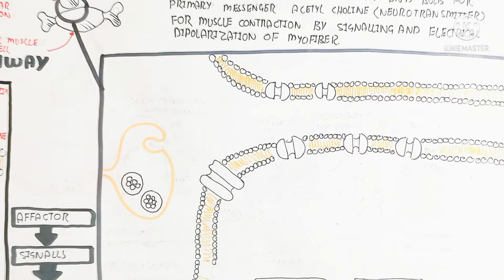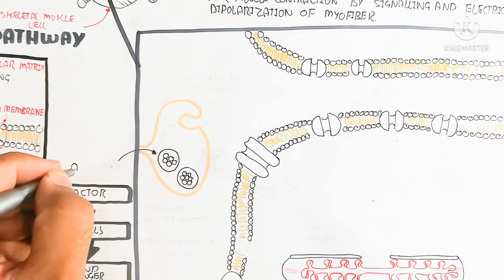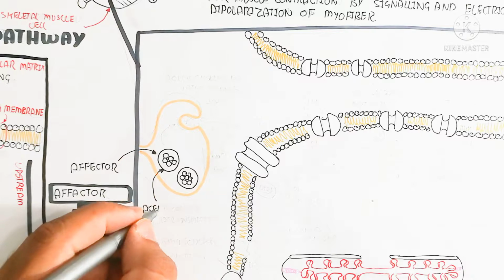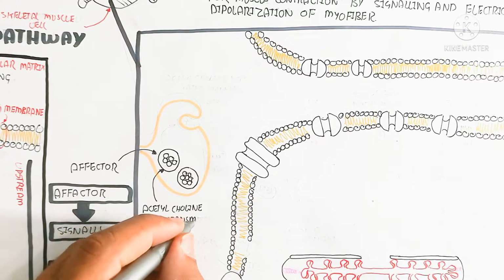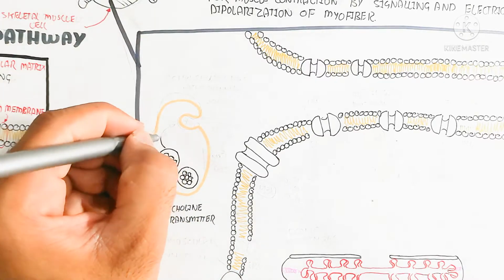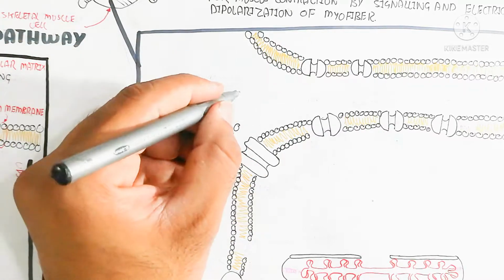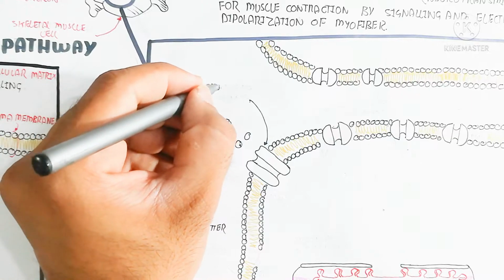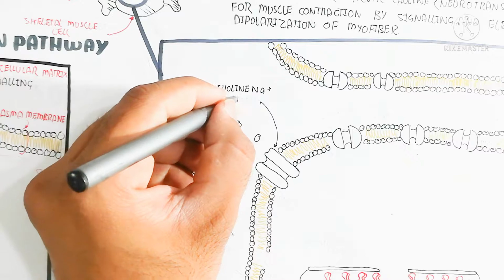Let's begin to understand. This is the acetylcholine neurotransmitter containing vesicle within a synaptic knob of the motor neuron. As an effector, it will be exocytosed and acetylcholine will be released in the extracellular matrix. After this release, it will bind with the target receptor, the acetylcholine receptor. This acetylcholine is the primary messenger ligand.